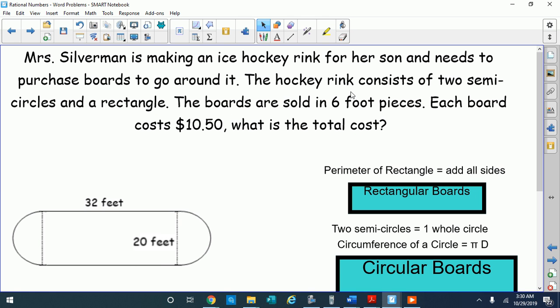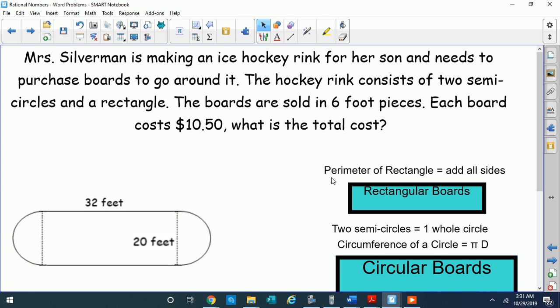The hockey rink consists of two semicircles. Semi means half, and we're talking about circles, so half a circle. So that's this rounded part here, and this rounded part here. So we have two of them, and a rectangle. So there's our rectangle there. The boards are sold in 6-foot pieces. That's important to know. Each board costs $10.50. What is the total cost?